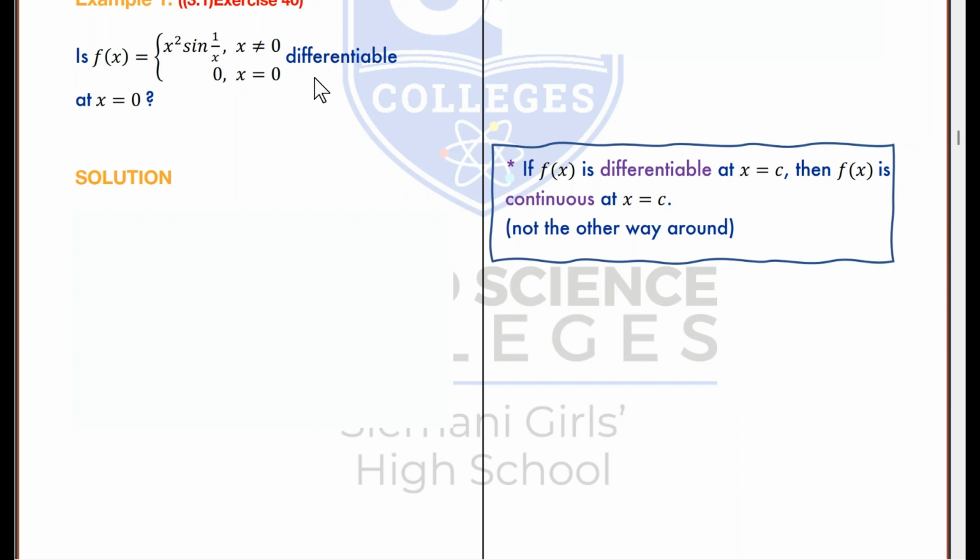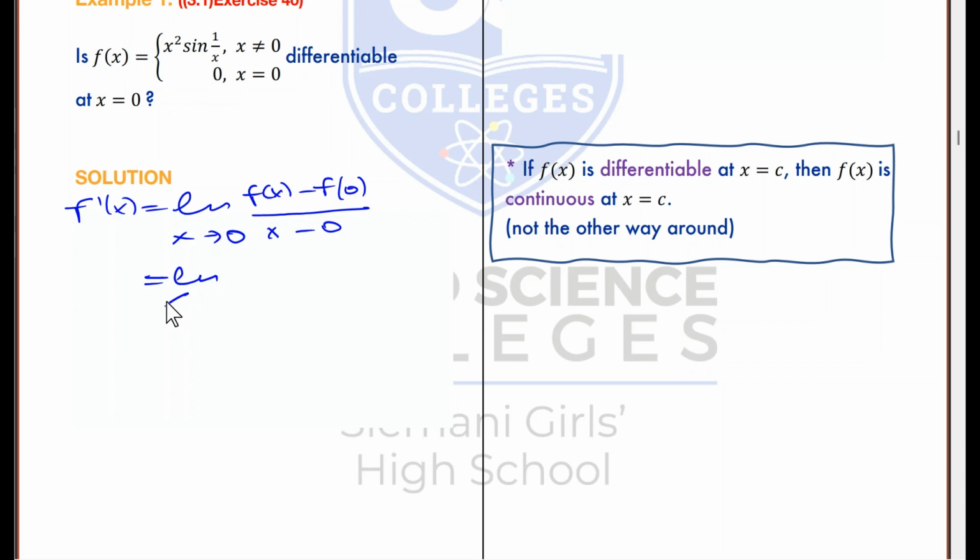So it also means, does the limit exist? We know that f prime of x equals the limit as x approaches c, which is the number that we are using as a critical value here, 0, of f of x minus f of c, which is 0, divided by x minus c, which is 0. So we are going to check whether we have this limit or not.